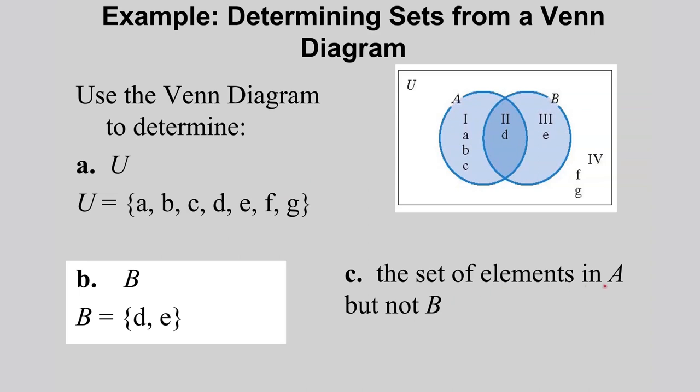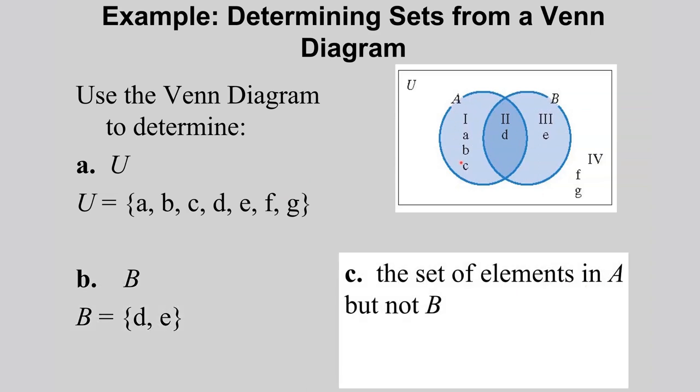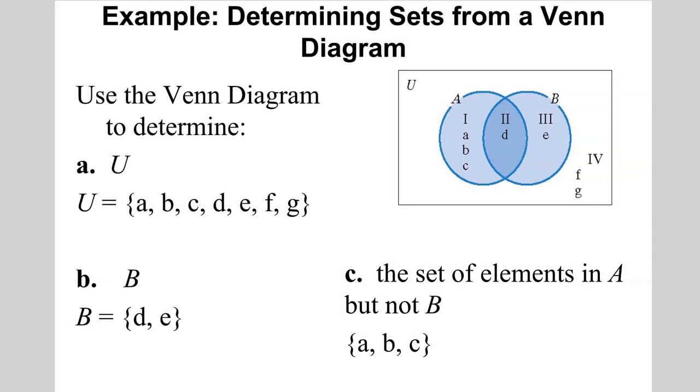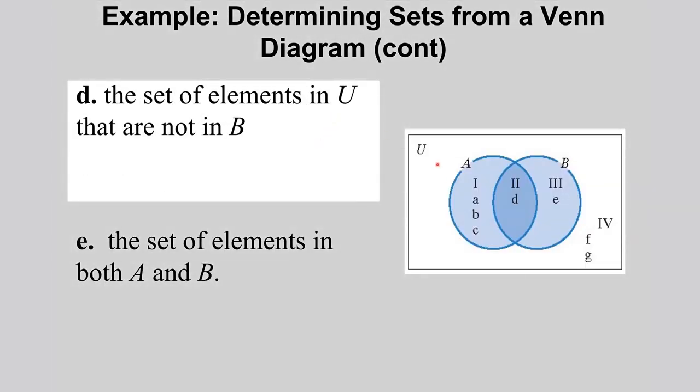The set of elements in A, but not in B. We're referring to only this region here. So we're referring to region 1. That is in A but should not be in B. And the elements in A that are in B are in region 2. Therefore, the set of elements in A, not in B, is region 1, and that is the set containing A, B, and C.